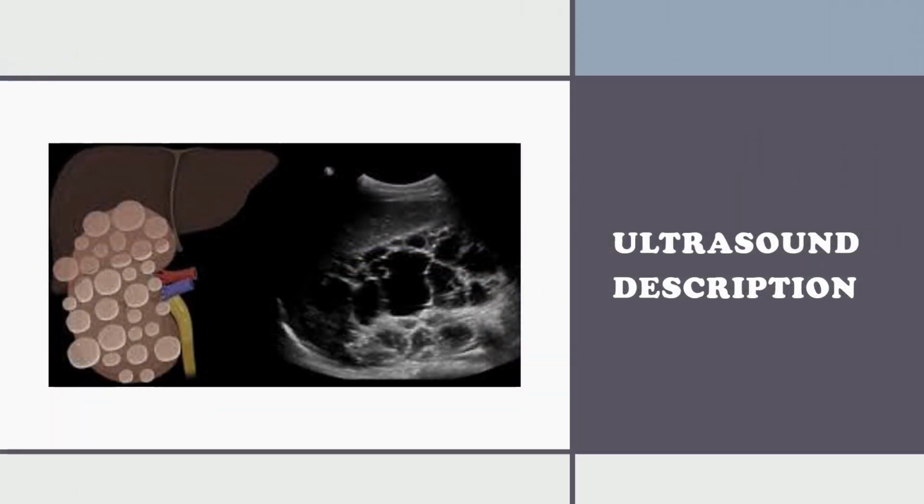Here's another ultrasound image with a cartoon to demonstrate how the kidney looks side by side. On the ultrasound, it looks like a dark fluid-filled area and looks like bubble wrap to me or a cluster of grapes. So that's one way I would describe it.